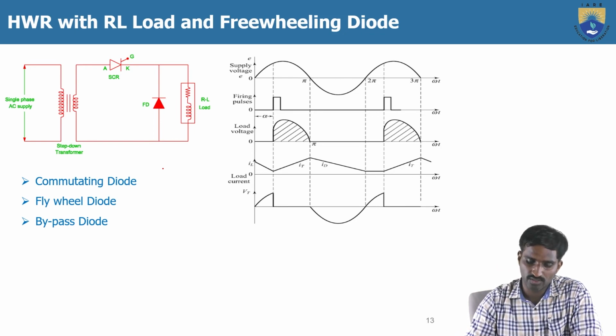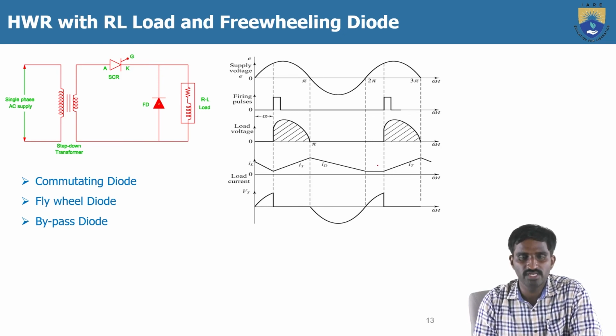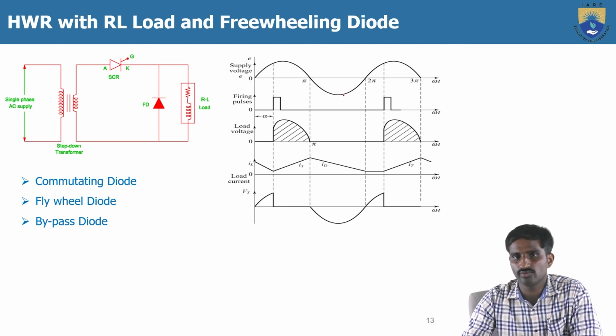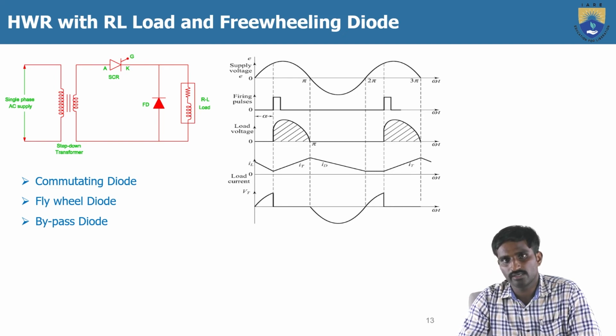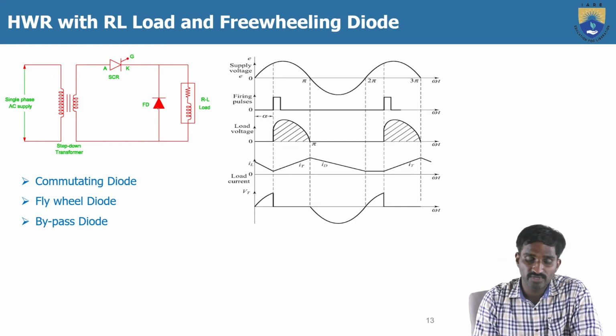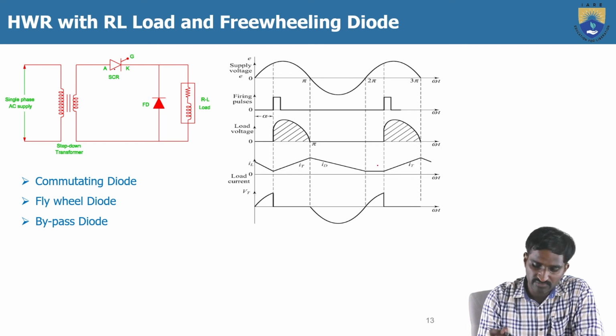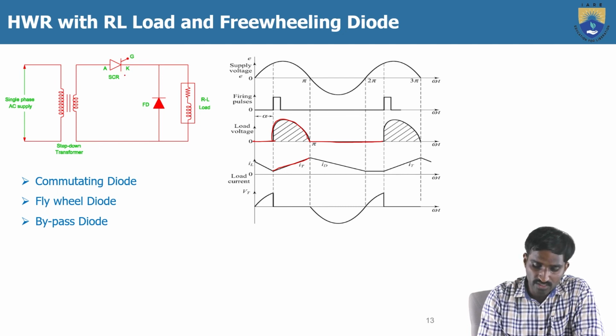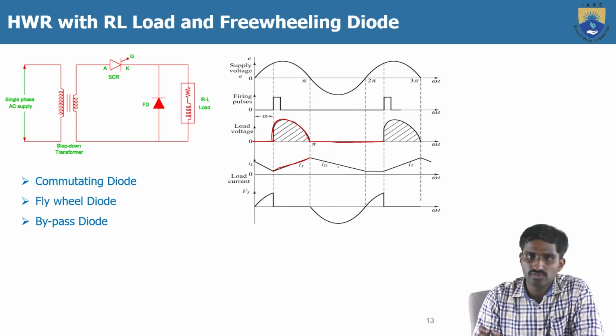Especially in the half wave rectifier control, if there is no freewheeling diode, we will get the load current only while the thyristor is conducting, because during the negative cycle we will not get any load current. But here, because of the freewheeling diode, when the thyristor T1 is conducting, we get the load voltage and at the same time the load current. But when the thyristor T1 is turned off, the load voltage is 0. If there is no diode, then the load current will also be 0.